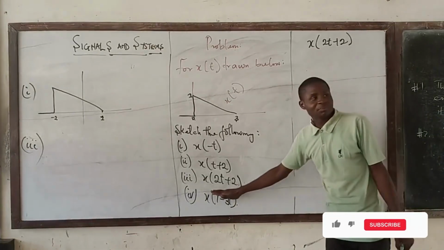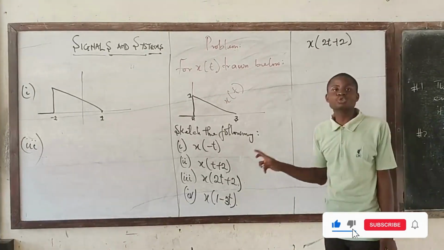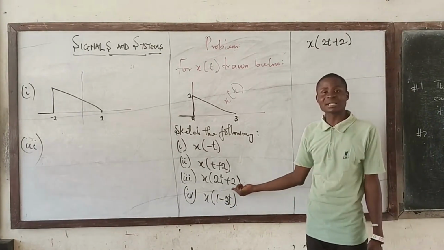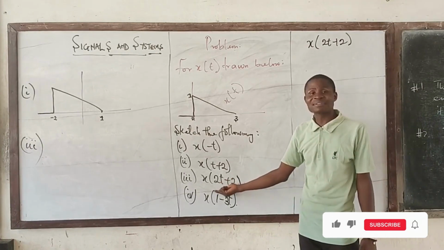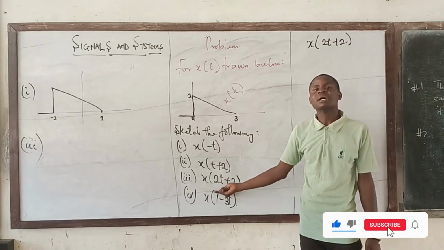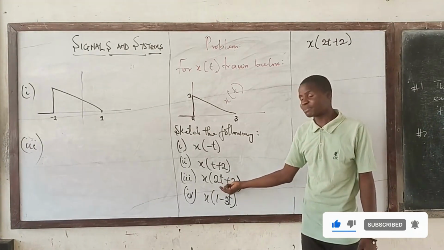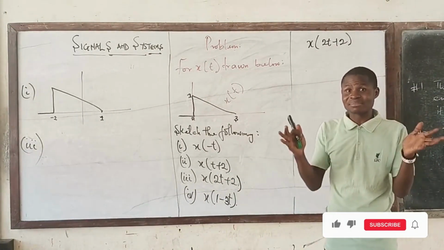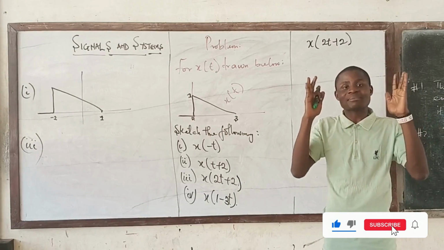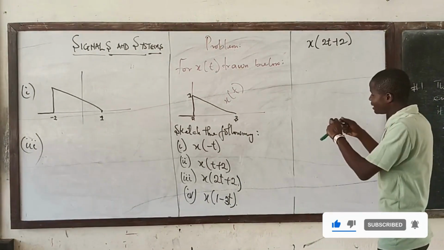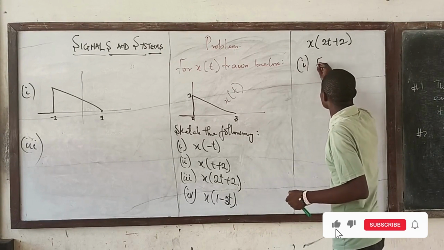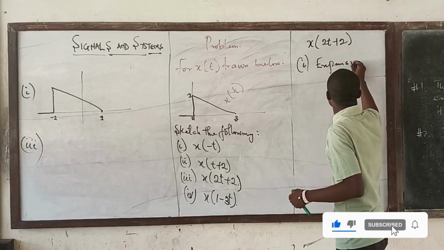Now we are moving to problem 3. In problem 3, we have 2 operations embedded. Number 1, we have time shifting, which is the plus 2, and we have time scaling, which is the 2t. That is 2 multiplied by t. Now let me quickly tell you what this is all about. Time scaling. In time scaling we have expansion and we have compression.